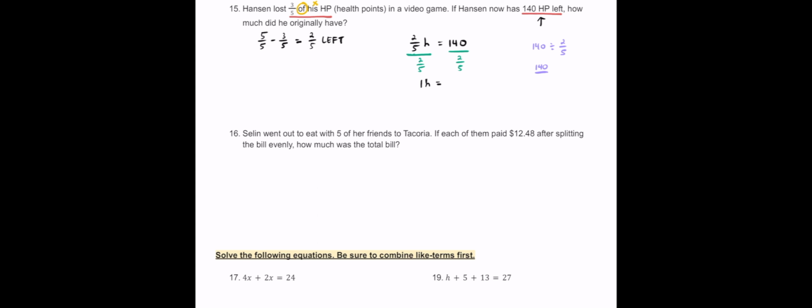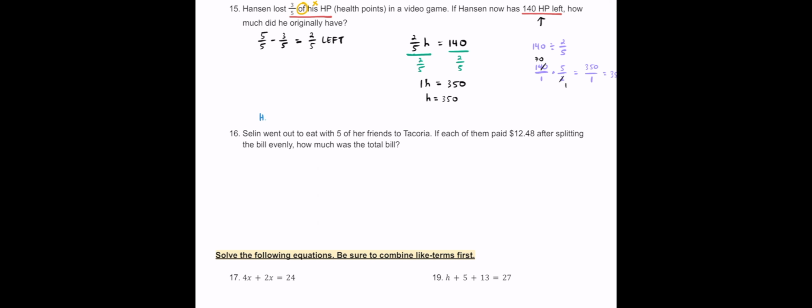Let me see if I can write that a little bit more clear. Keep, and then change, and then flip. And we can see some cross-canceling going on here. And so if we multiply that out, that's going to be 70 times 5 is 350 over 1, which is just equal to 350. So all of his health must have been 350. So his health was 350 before he lost that health.